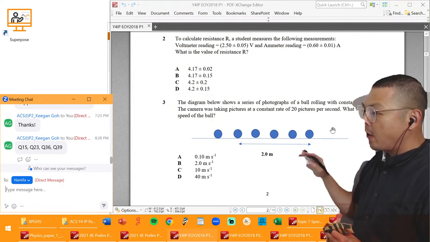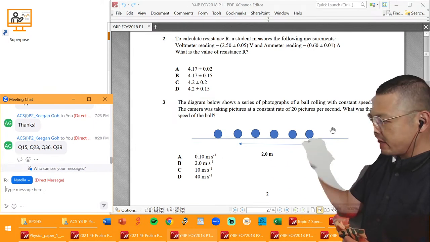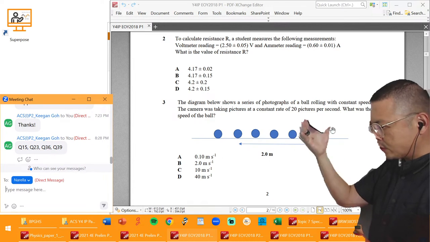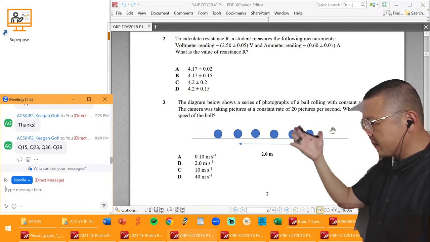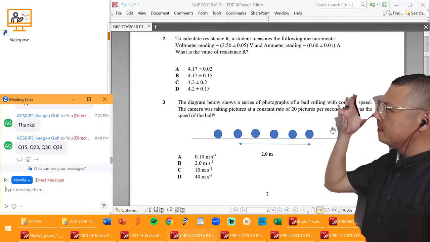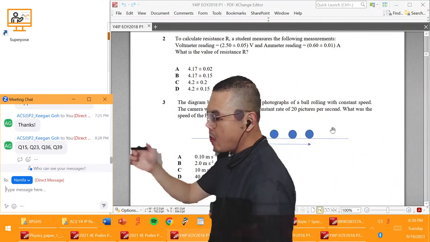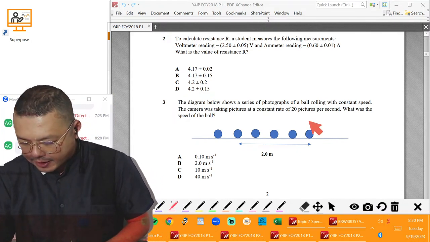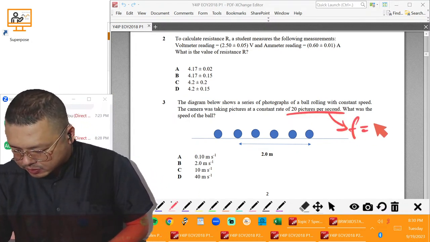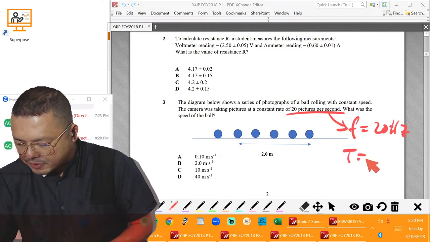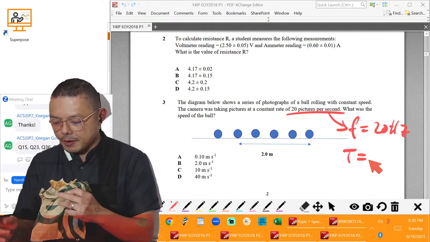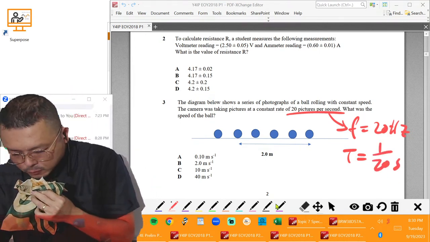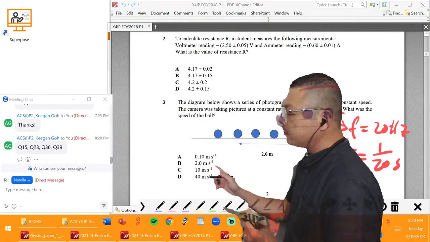So, for stroboscope and ticker tape, first thing first, what's the frequency of the stroboscope, or frequency of the picture taken, or frequency of the ticker? For this one, the frequency is 20 Hz. So what's the time taken? What's the period between two pictures?